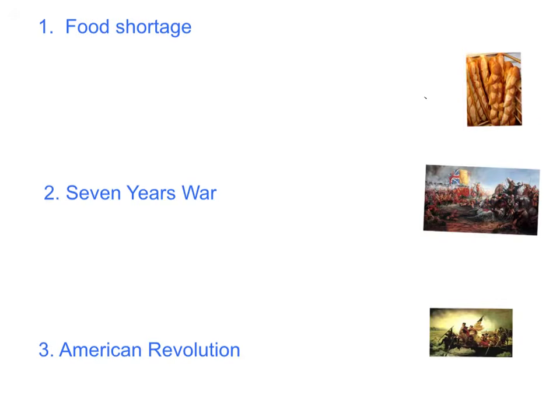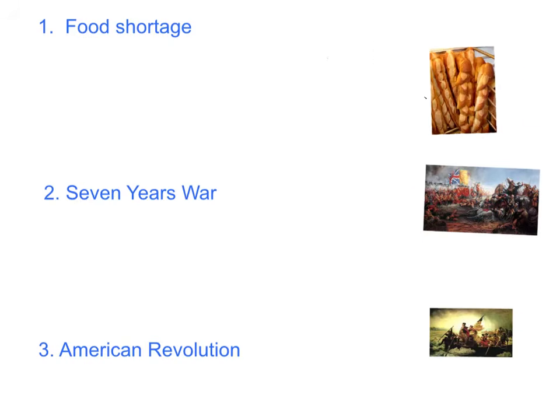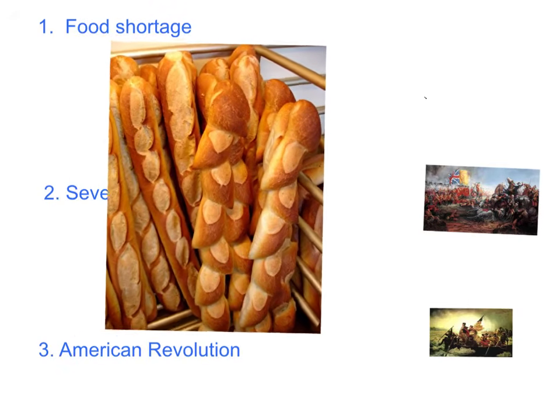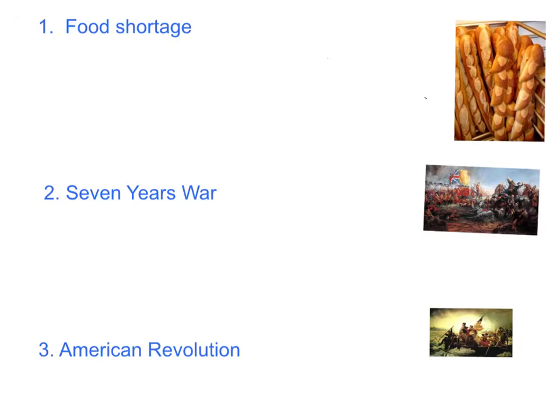Now, the problem that France is going to have, number 1, is a food shortage. They had a huge drought, terrible winter, and a huge explosion in their population. So the price of bread is actually going to go way up, and people are not going to be able to afford that. So when people are hungry, they get upset. So that's a major problem.